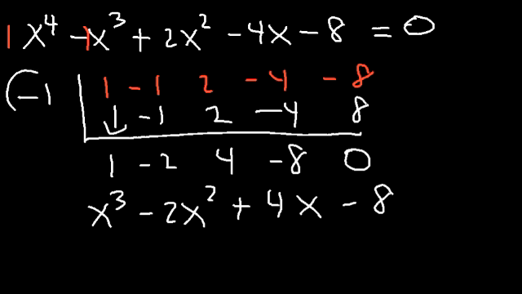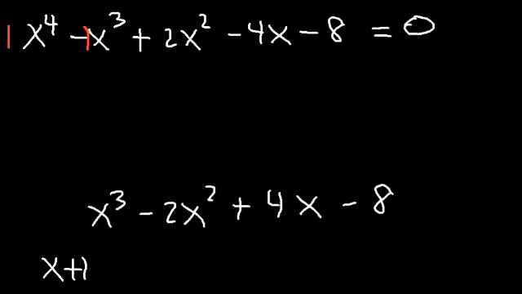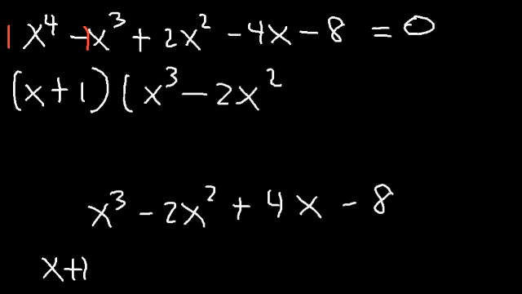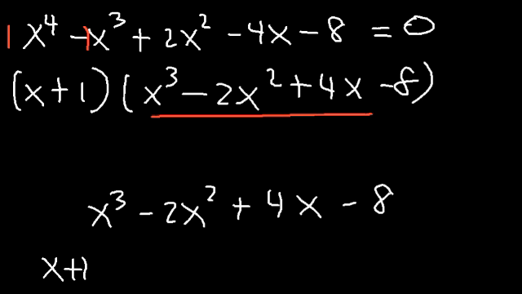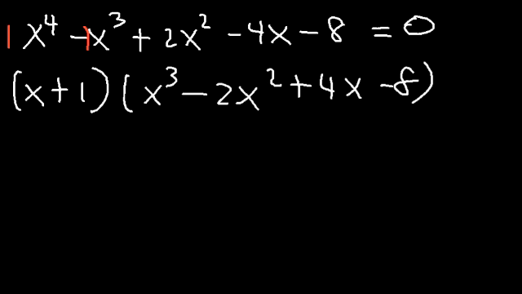Now, since we used negative 1, that means x plus 1 is a factor. So to factor the polynomial to the fourth degree, the one that we have on the board, it's going to be x plus 1 times x cubed minus 2x squared plus 4x minus 8. So let's focus on factoring this expression. Notice that the first two terms have the same ratio as the last two terms. Negative 2 divided by 1 is the same as negative 8 divided by 4. They're both equal to negative 2.